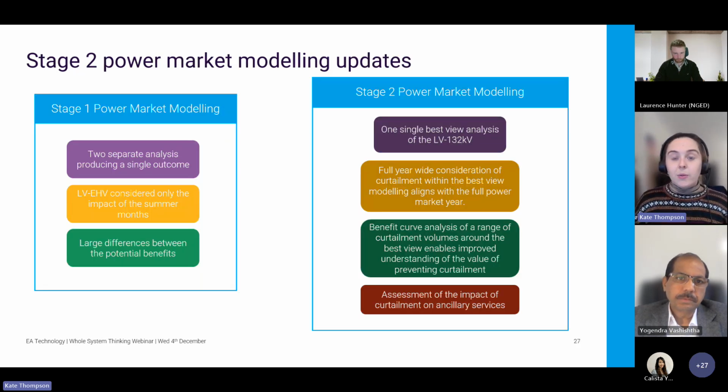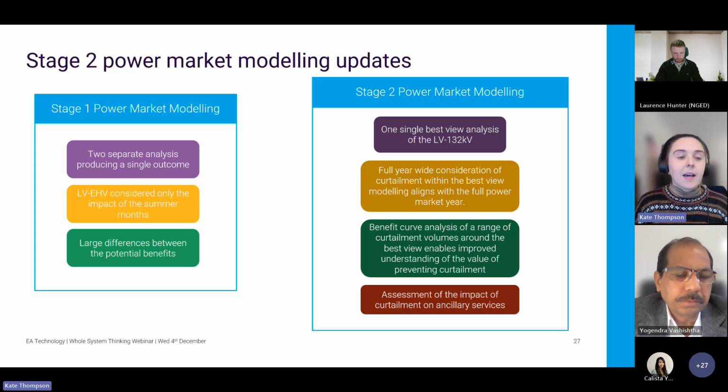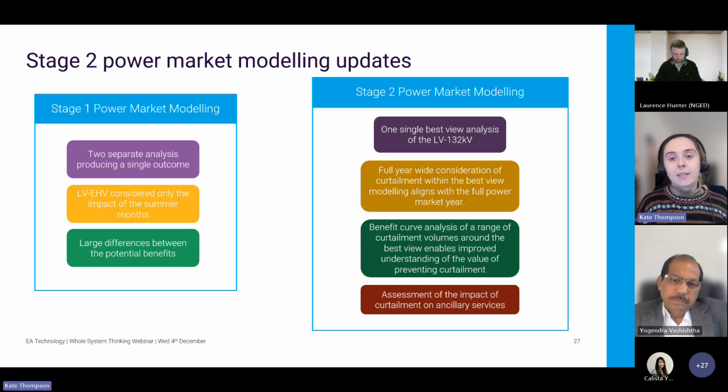This best view went into the power market modelling, as Lawrence has already explained, and this again has had some updates from stage 1. So in stage 2, we're now looking at a single best view of analysis for one run of Plexos to determine the value that this will bring in the reduction in the wholesale cost. Not only that, but we are looking at the whole year, whereas the network modeling analysis was constrained from June to August last time, whereas this singular view now will be of the whole year, which means we should get a more representative idea of what's happening with generation outside of those months.